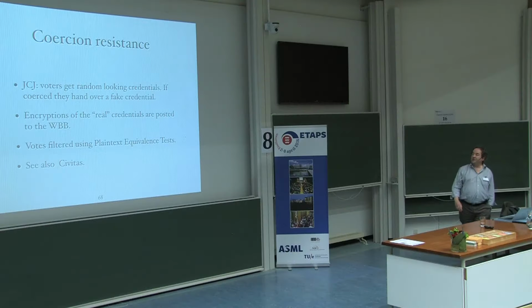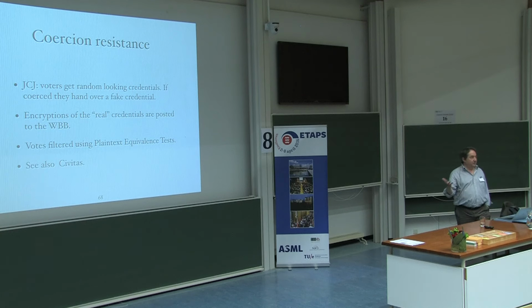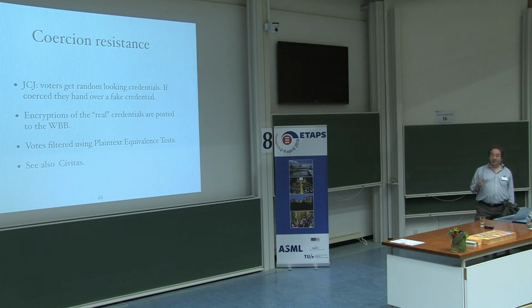Okay, well, let me just quickly say a few things about attempts to achieve coercion resistance with internet voting. I think the first serious attempt to do this is usually referred to as JCJ, that's Juels, Catalano, and Jakobsson. They came up with definitions of some of these properties, and then came up with a scheme which achieves some of these properties. And again, I don't have time to go into the details, but the basic idea is quite simple.